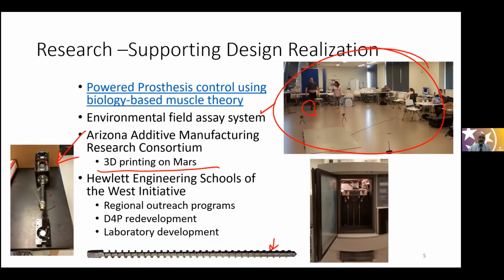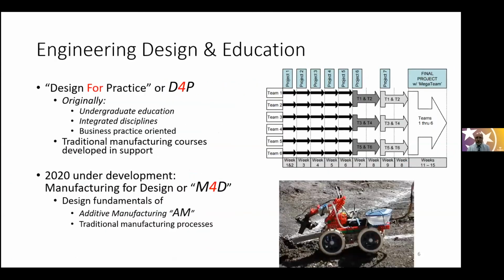And then I brought this in at the very end, the Hewlett Foundation grant, the Engineering Schools of the West initiative. Its purpose was to have regional outreach and to improve underrepresented students' access to engineering. And we were in the Navajo Nation area, also the Hopi Nation. So I did some work with that. It was very eye-opening, but a lot of it dealt with engineering education and redevelopment. And D4P was the engineering education program that I'm going to talk about next that was supported by this.